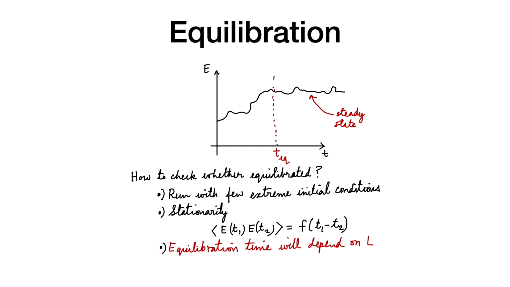The other way to check more quantitatively is to look at two-point correlation functions of this kind, the expectation value of E of T1, E of T2, for various T1, T2, and they should be a function of only T1 minus T2. But when you do simulations, you will figure out these things. And you must also remember that when the system size increases, the number of particles increases, and the time taken to reach steady state typically also becomes larger and larger. So it becomes more and more difficult to do larger systems. You'll have to figure out how to do that.